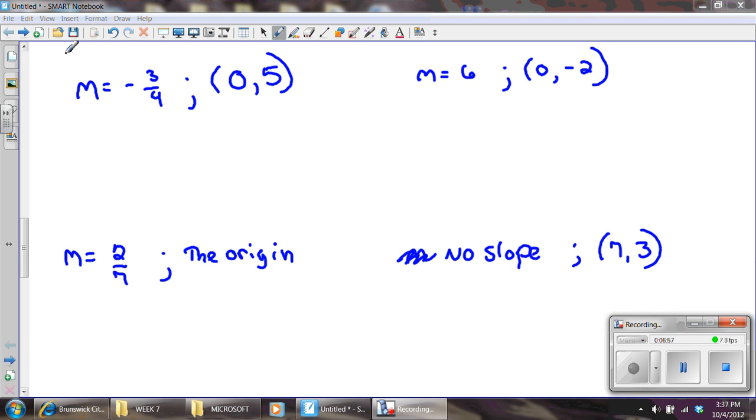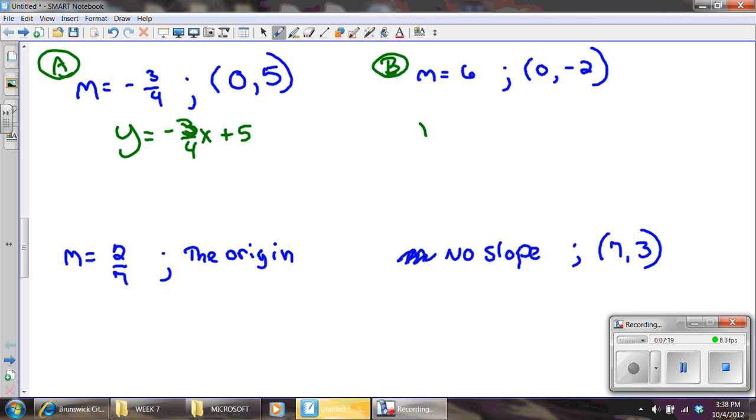All right, I'm going to call this first one problem A. For problem A, I know my slope, I know my y-intercept is 5. My equation must be y equals -3/4 x plus 5. And there you go. All right, we'll call this one here B. M is 6, y-intercept -2. Y equals 6x minus 2.